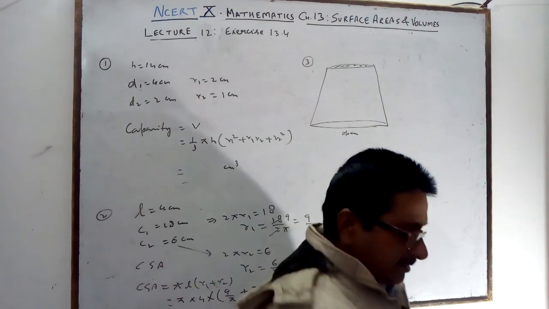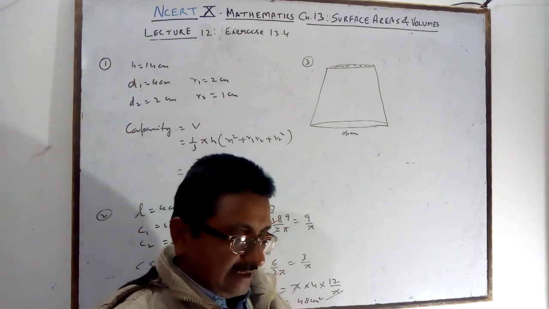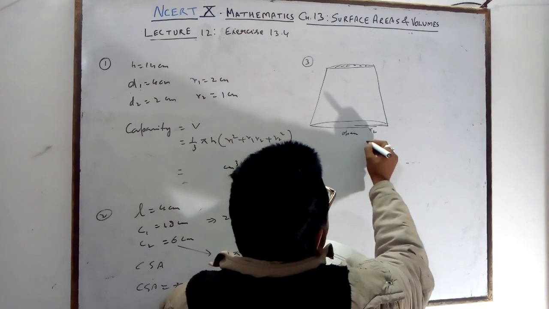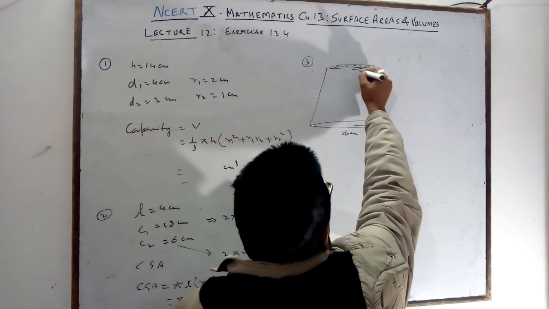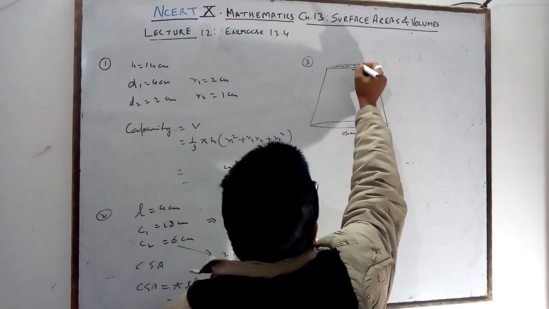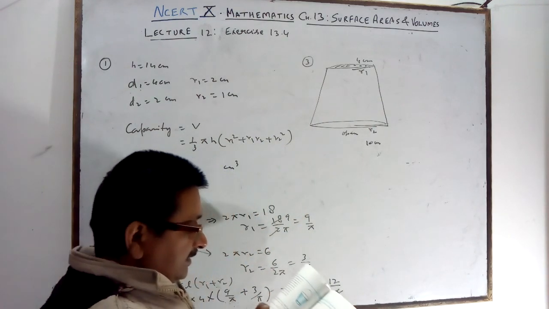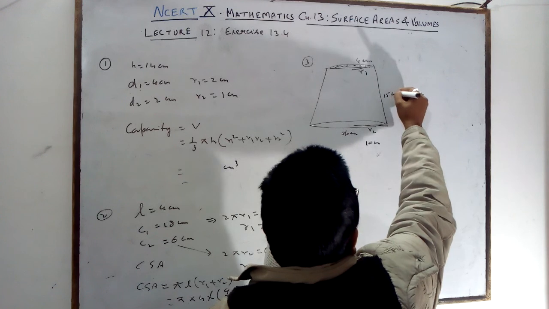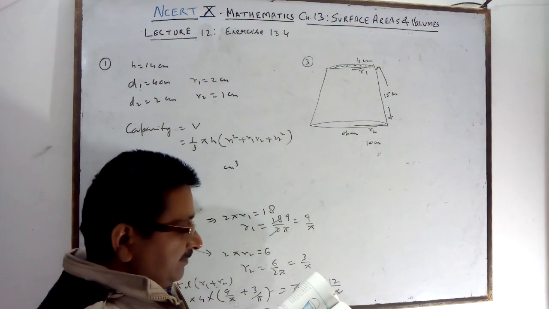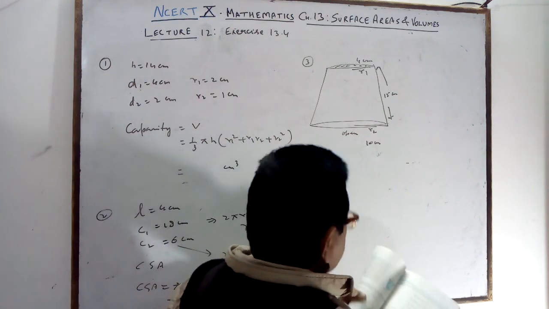The fez is shaped like a frustum. The radius of the open end is given, R2 is 10 centimeter, and the closed end R1 is given, the upper base is 4 centimeter. Its slant height is 15 centimeter. Find the area of the material used to make it.